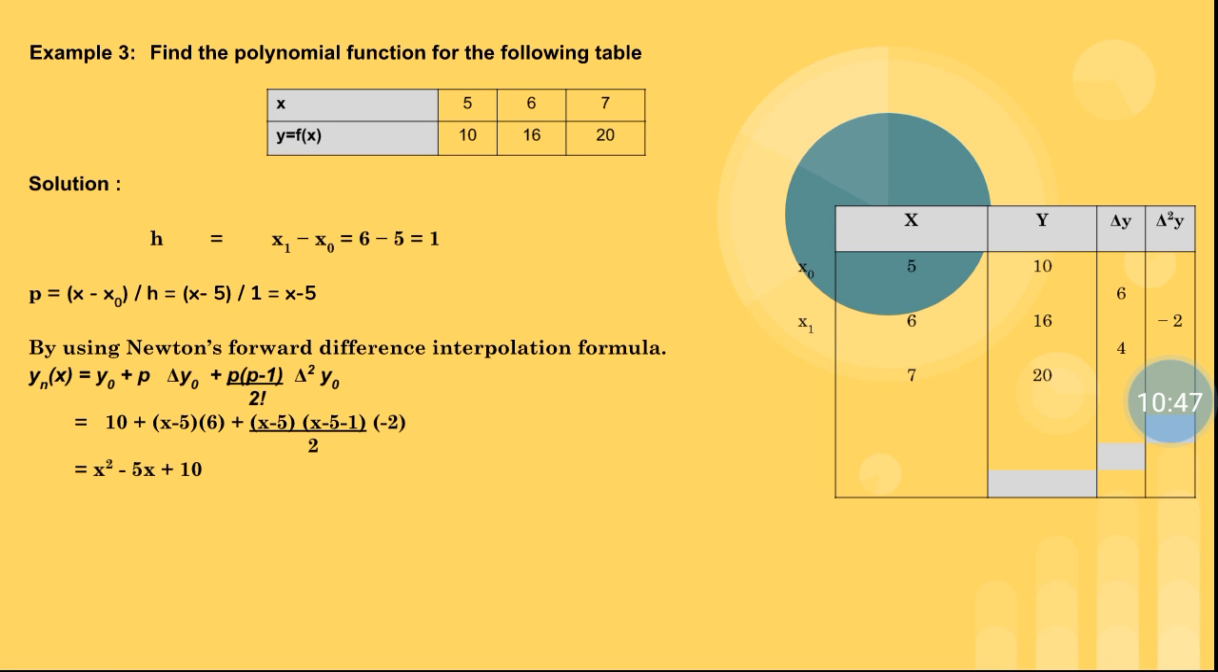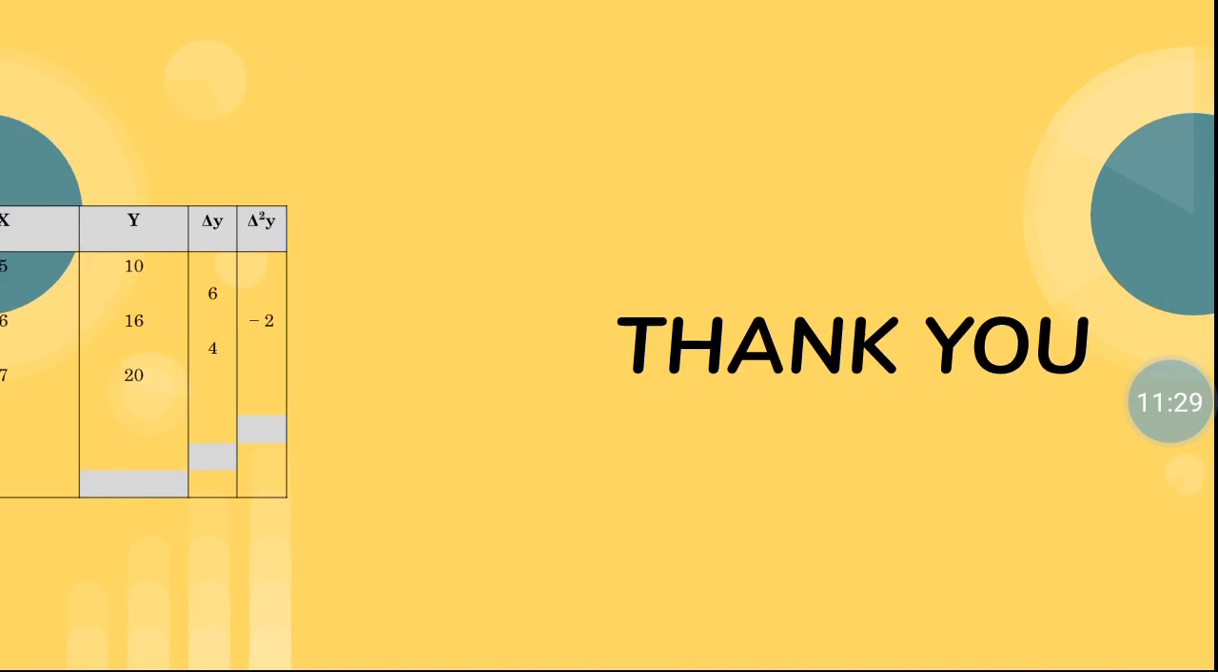Now by using Newton's forward interpolation formula, we have y0 plus p del y0 plus p into p minus 1 upon 2 factorial into del 2 y0. p is x minus 5, and p into p minus 1 is x minus 5 into x minus 5 minus 1. Here 2 and minus 2 will get cancelled. x minus 5 into x minus 6. Multiply these two values first and then finally you will come to the answer: the polynomial function is x square minus 5x plus 6.